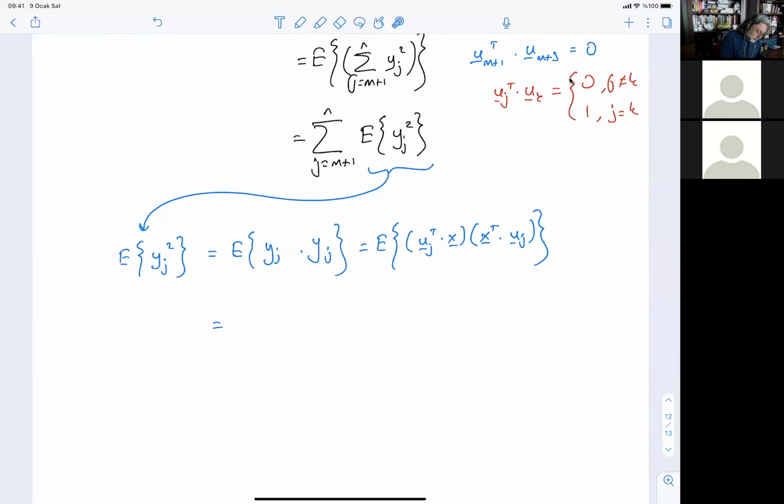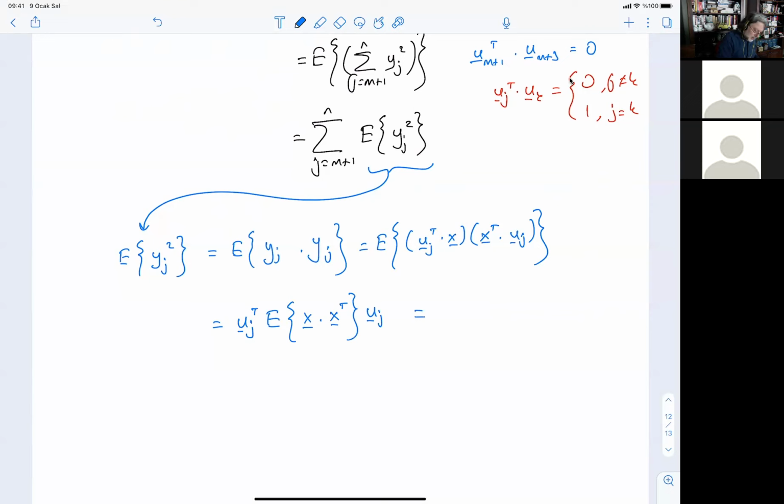So the left-hand uj can be taken out of the expectation operator like this. Then inside the expectation, it begins like x times x transpose. And then the right-hand uj can also be taken out of the expectation operator from the right-hand side, like this.